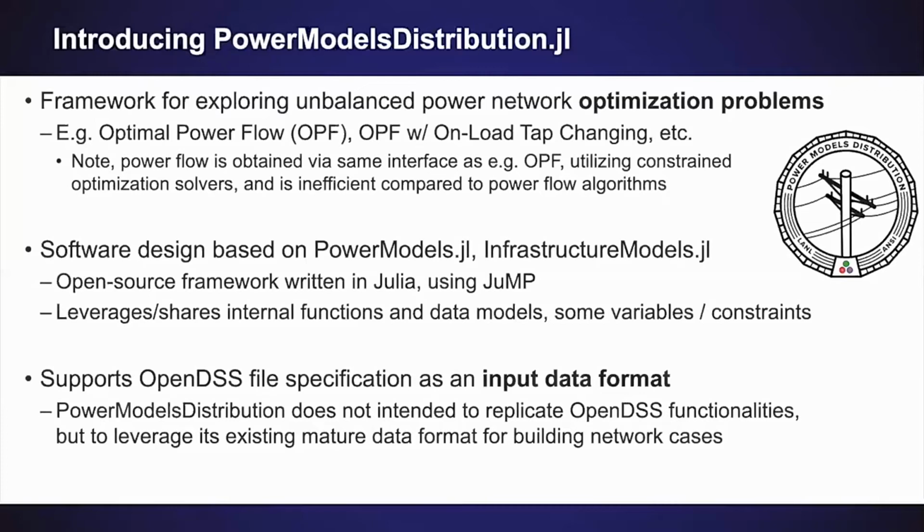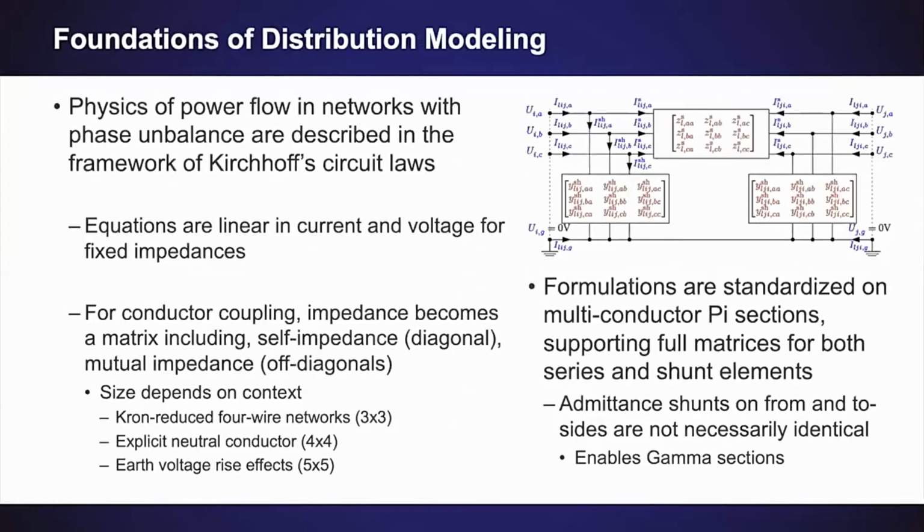As with PowerModels, PowerModels Distribution is open source, written in Julia and using JuMP. It leverages internal functions and data models established by PowerModels so that we didn't have to reinvent the wheel for every aspect. And where possible, we even reuse some variables and constraints for phase agnostic components. For our data inputs, we have chosen to support the OpenDSS file specification. But it's important to note here that we do not intend to replicate OpenDSS functionality, but only to leverage its mature data format to build network cases and act as a tool that goes alongside OpenDSS that adds to it.